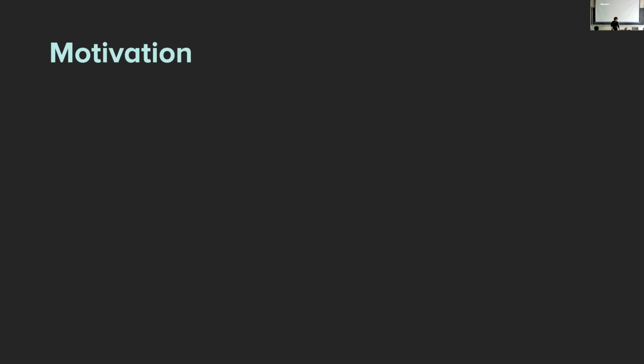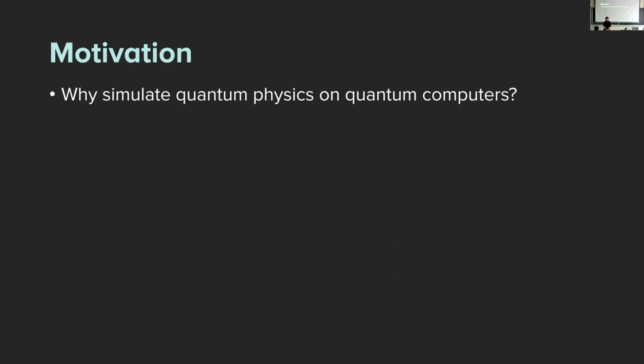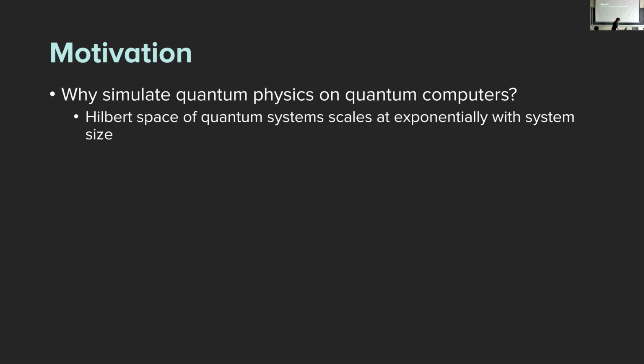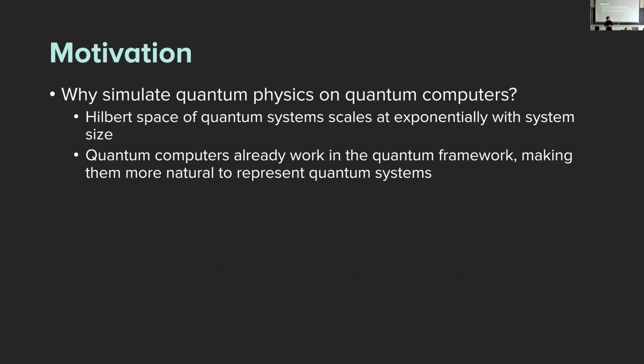So first, a very brief motivation. Why simulate quantum physics on quantum computers? Maybe this isn't necessary because I'm sure people already know this, but the Hilbert space of quantum systems scales exponentially with the system size. So if you want to simulate this on a classical computer, just storing the wave function will take exponential space, and then actually doing the operations is also computationally difficult. I didn't want to put the super cliche Feynman quote about how nature is quantum, so we should use quantum computers to simulate it. But I'm sure you all know the quote. So that's the gist of it.